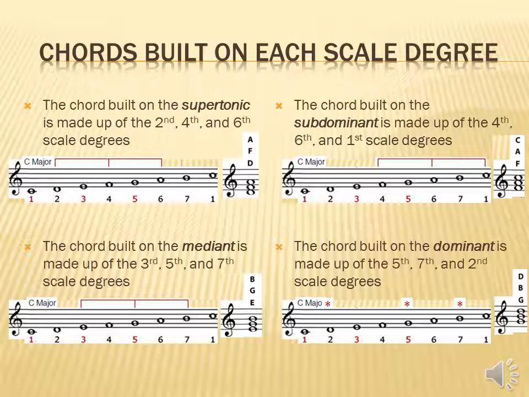Chords built on each scale degree. The chord built on the supertonic is made up of the second, fourth, and sixth scale degrees. So we have D, or the supertonic, we have F, or the subdominant, and we have A, or the submediant. The chord built on the mediant is made up of the third, fifth, and seventh scale degrees. So we have E, or the mediant, G, or the dominant, and B, or the leading tone.